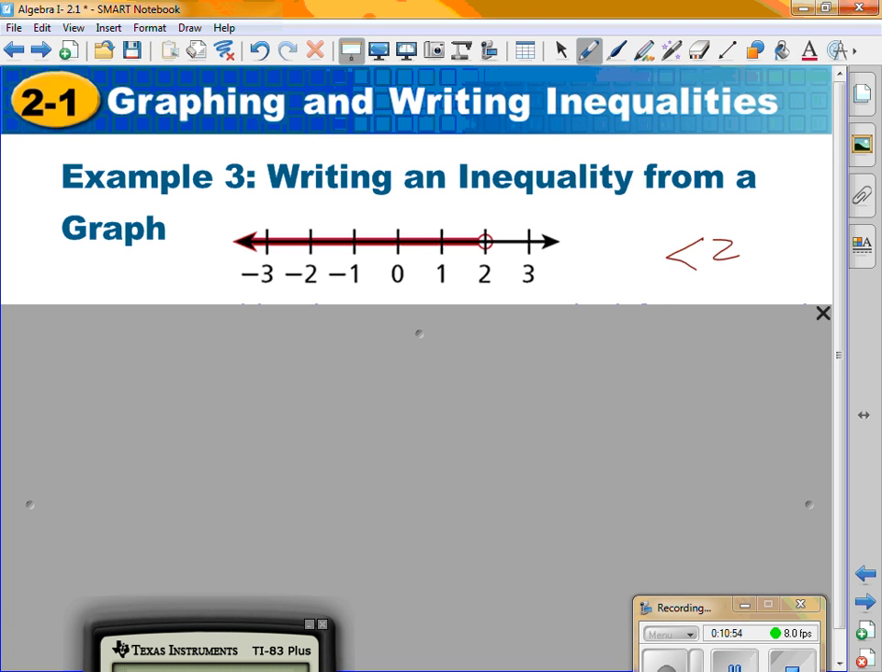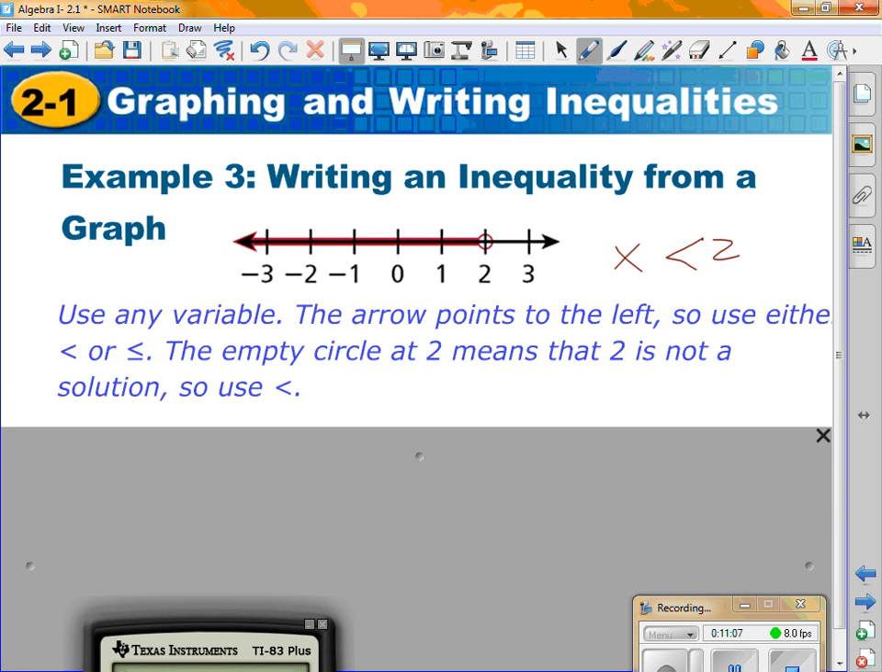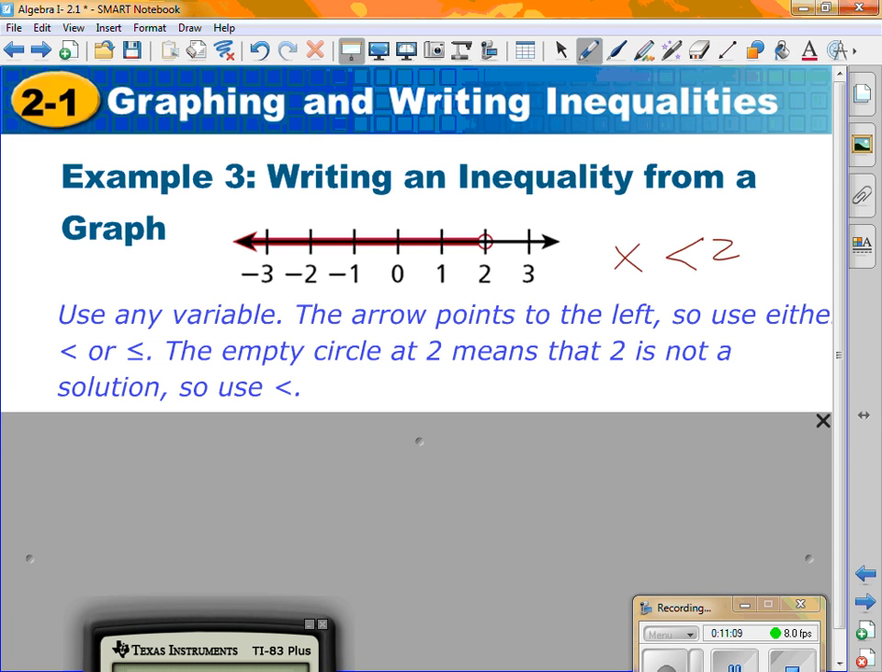And stuff is less than, and I'll just pick any variable you want. X, Y, T, Q, whatever. Or you can go 2 is greater than X. So we pick any variable we want. The arrow points to the left, so we're going to use either less than or less than or equal to. Since it's an empty circle, it is not and equal to.